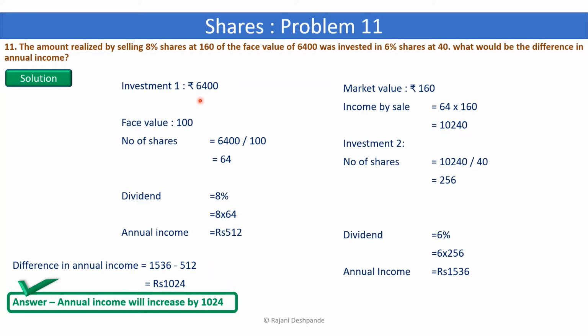In the first case, when we invest 6,400 rupees in this share, that is 8% share, we get an income of 512 rupees. When we sell these shares at a market price of 160 and again invest in these shares, we get an annual income of 1536. So the difference in annual income here is rupees 1024. So we get this difference of income here. So the annual income will increase by 1024 rupees.